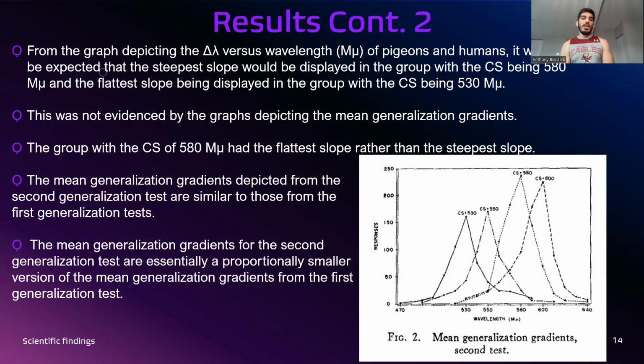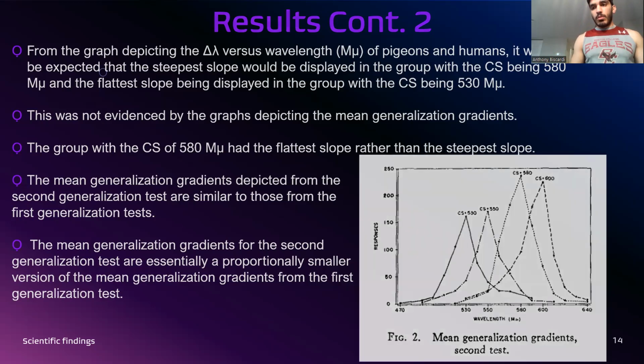which is not what was expected. Now, remember I said previously that the graph that I showed you last time was the mean generalization gradients for the first generalization test. Now this is the graph for the second generalization test, okay? This is the mean generalization gradients for the second test, okay? And they were very similar to the mean generalization gradients from the first test. They were essentially just proportionately smaller versions of those from the first generalization test.